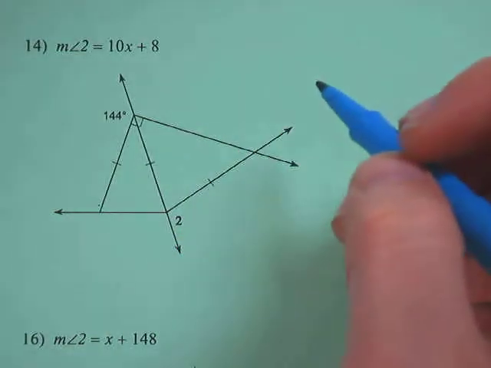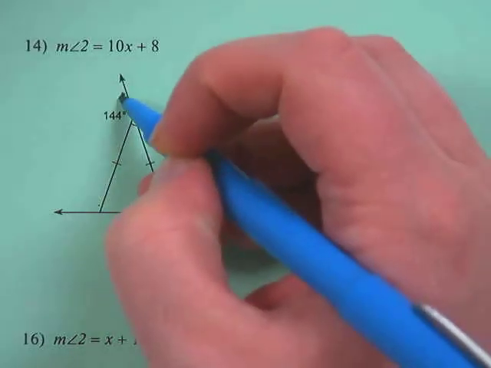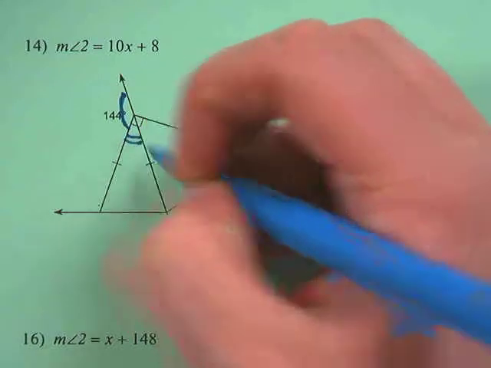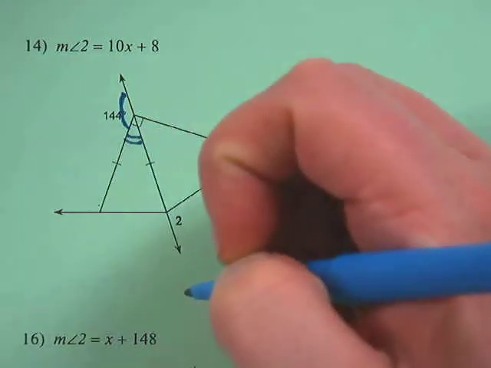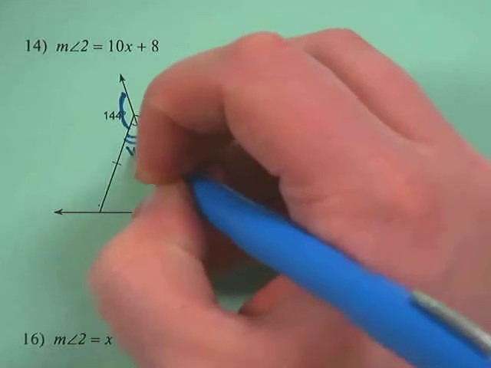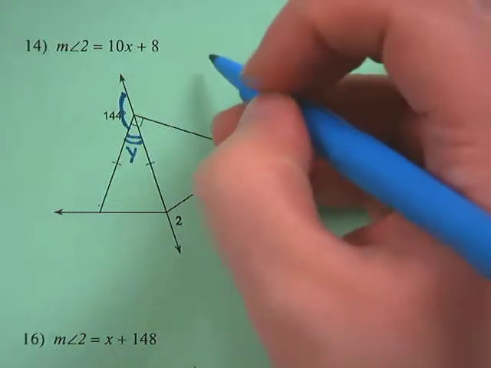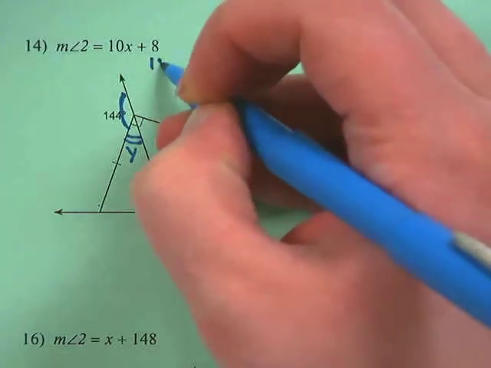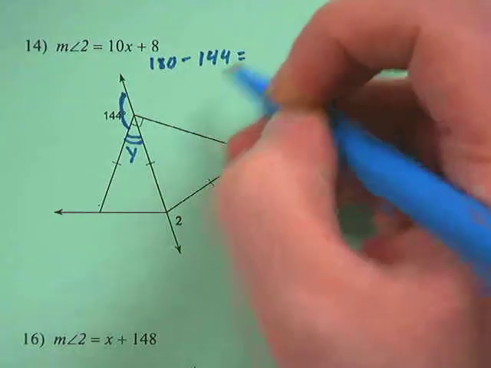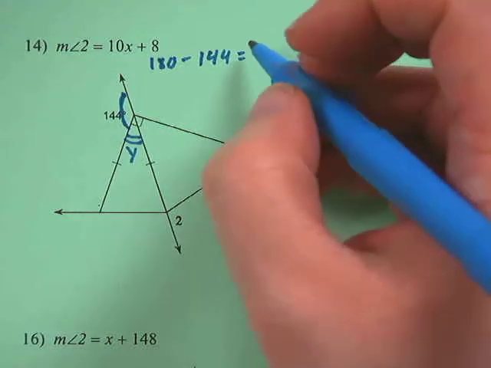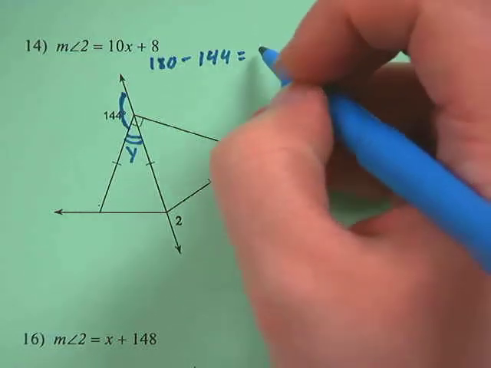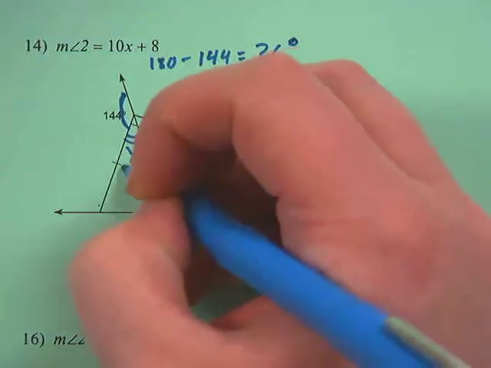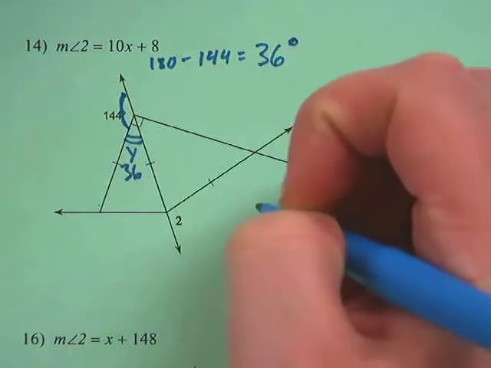So the first thing we have to notice is that this angle right here, 144 degrees, with this angle will add to 180 degrees. So we're going to call this angle here y. So we'll go 180 minus 144 is going to give us this angle y right here. And so 180 minus 144, well, that is just 36 degrees. So this is 36 degrees for this angle right here.